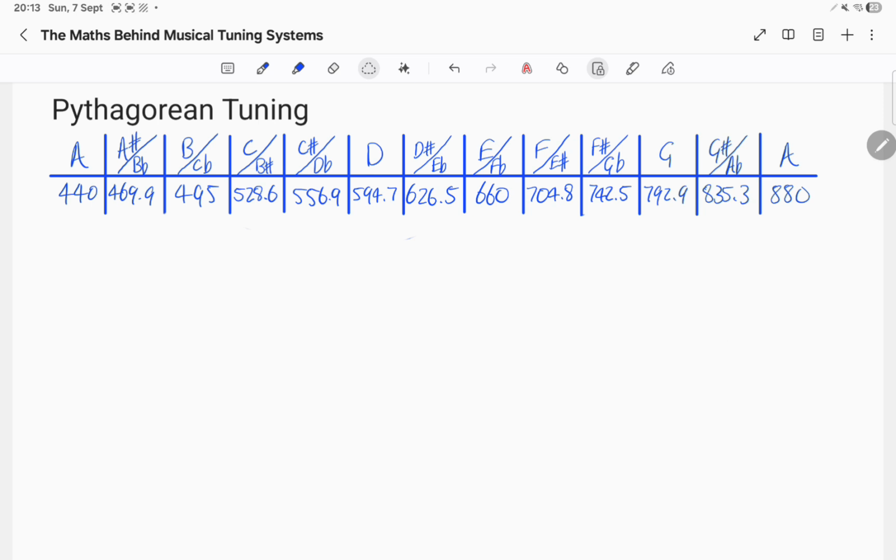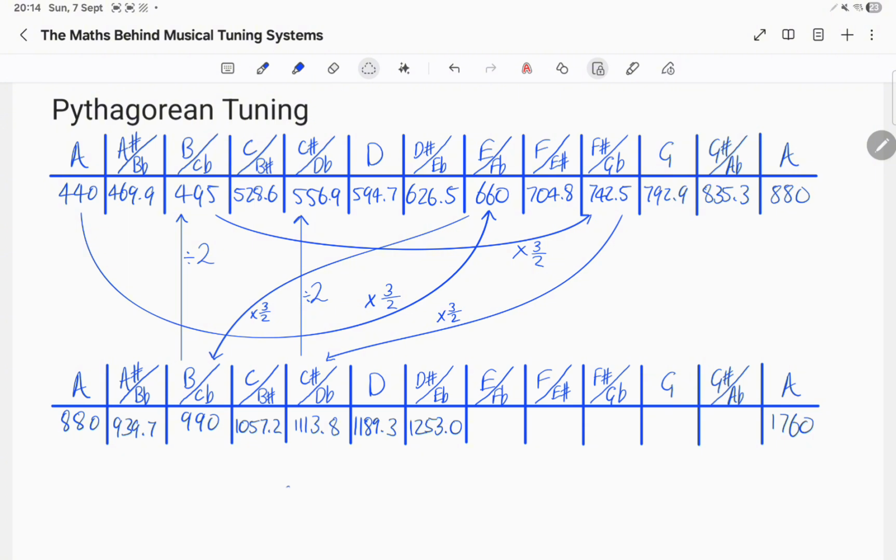This system is based off two overtones in the harmonic series, the octave and the compound perfect fifth. That is a note that is a fifth further than an octave. Using these intervals gives us a frequency ratio of 3/2. We can now use this frequency ratio to generate all the other frequency values.